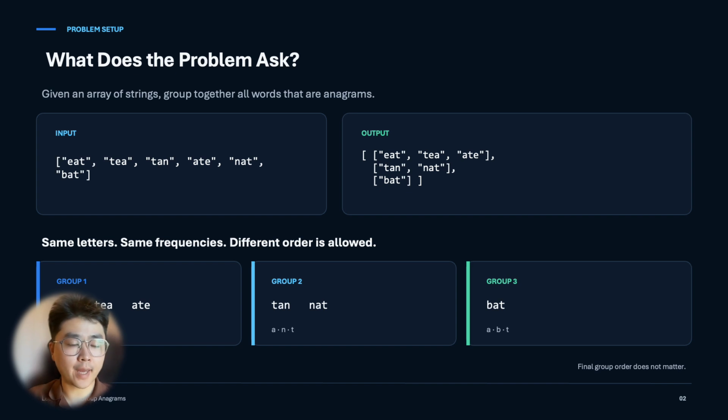For example, we have three words like tea, eat, and ate. They look different because the letters are in a different order, but they are still made from exactly the same letters. In this problem, we need to put words with the same letters into the same group. So the main question is, how can the computer quickly tell that these different looking words are actually the same kind of word?